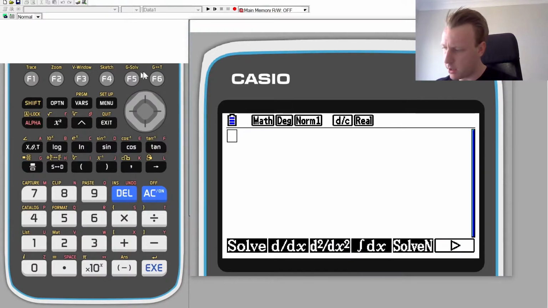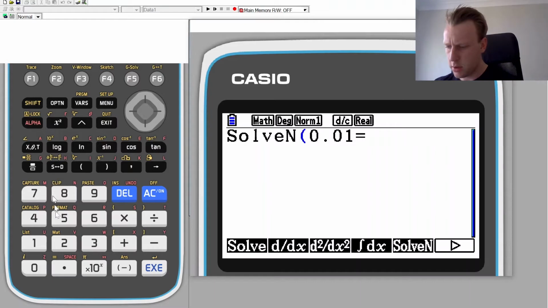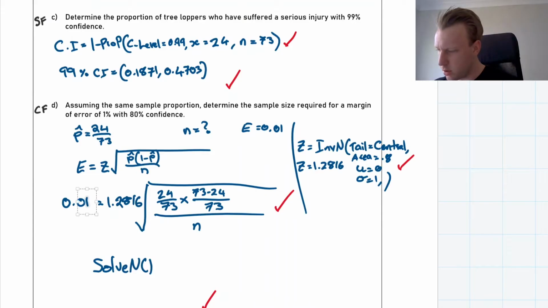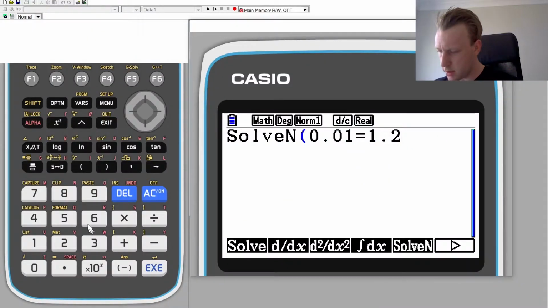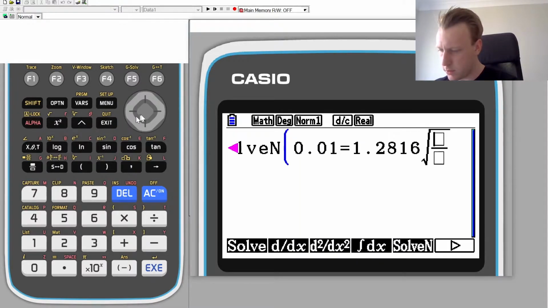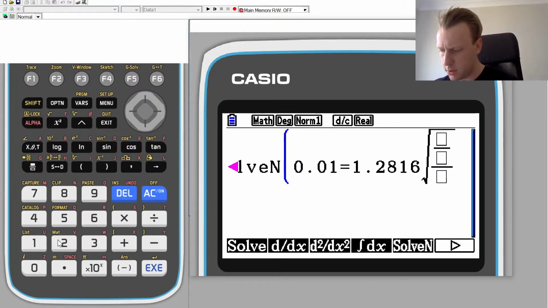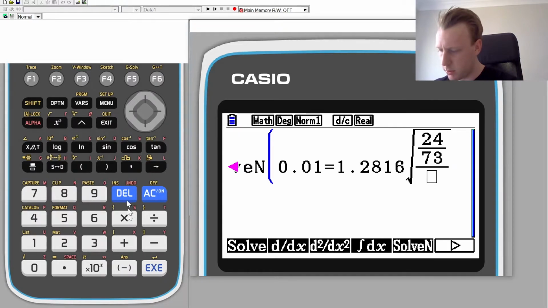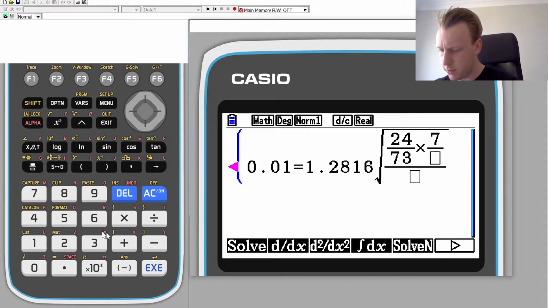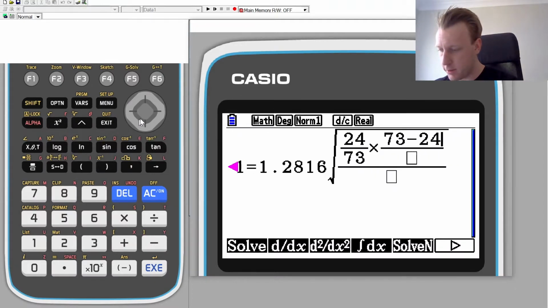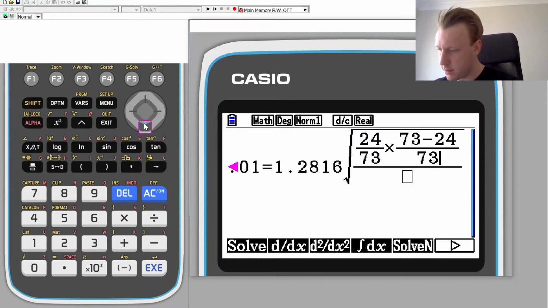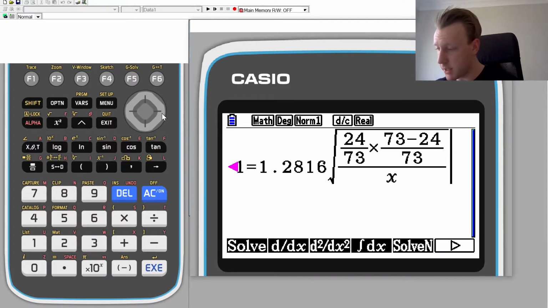So options, calc, solve, and we saw this about 1,000 times in multi-choice, where I've got 0.01 equals 1.2816 times the standard deviation of, I'm going to put brackets here, we've got 24 over 73, and we're going to multiply that by 73 minus 24 over 73. All that's over our sample size, which is x.